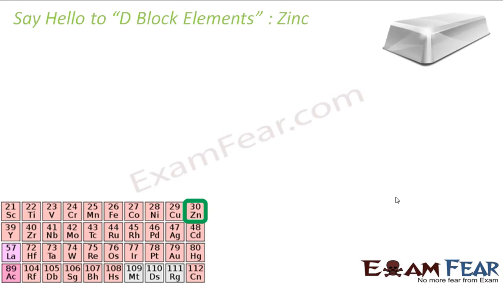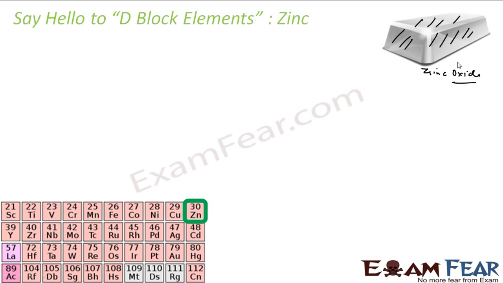The next element is zinc. Zinc is silvery gray, again metallic, and zinc forms a protective layer. We have seen that most of these transition metals form a protective layer, and thus it prevents itself from further corrosion. When zinc reacts with oxygen, it forms zinc oxide, and that is the protective layer.